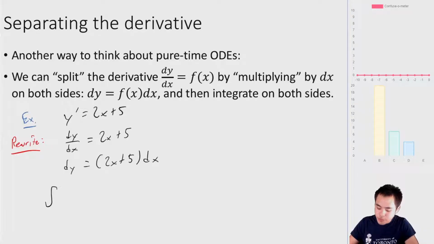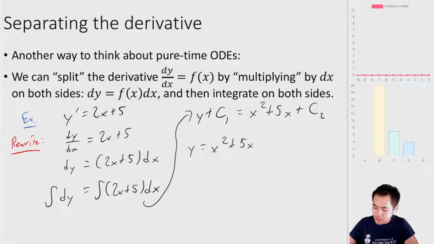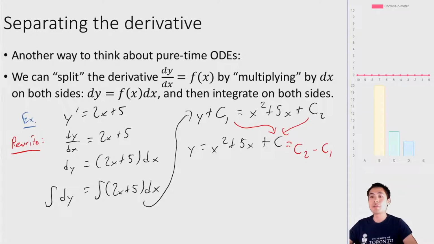If you take the integral of both sides, the integral of dy is equal to the integral of 2x plus 5 dx. And then what you get is y plus some constant, since when you take the integral you have some constant, is equal to x squared plus 5x plus some other constant. And you can rewrite this by combining the other two constants, x squared plus 5x plus c, because those all get lumped into the same thing, which is equal to c2 minus c1. So it's some other constant, and you get the same answer.